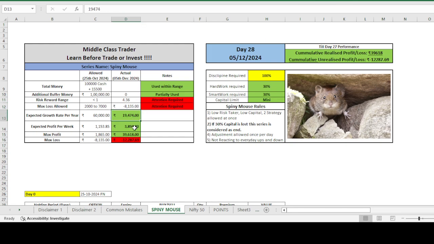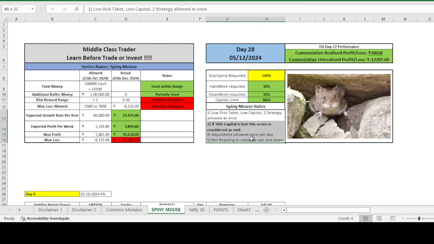And this is the month profit, and this is the cumulative profit, which means November plus the first week of December. And this is the amount I mentioned in the previous video. I mentioned the unrealized profit and loss wrongly, I apologize for that. And 39,618 is the cumulative profit for the last 6 weeks with the capital of 1 lakh. And cumulative unrealized profit or loss is minus 12,000. We will cut down those also, and I will tell you what we have done.